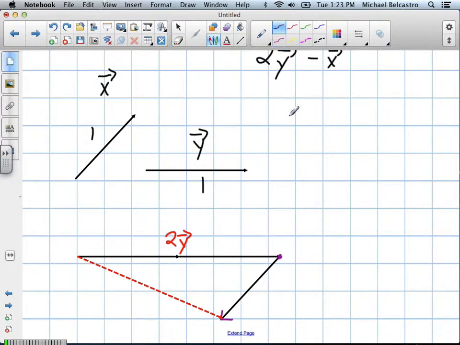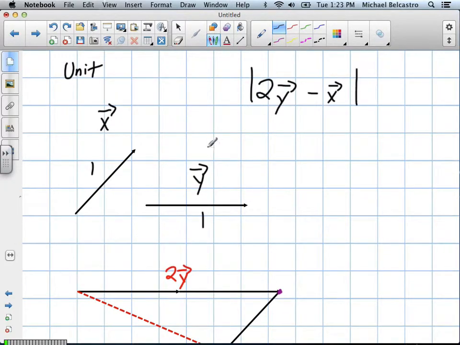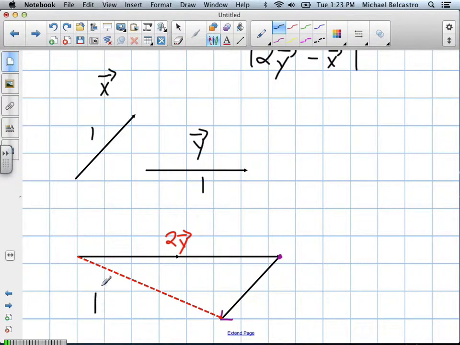So in other words, if I had to find the magnitude of this vector, the magnitude would be represented as this vector here, 2y minus x. Okay? So that would be a visual representation of the magnitude of 2y minus vector x. Okay? Let's say we actually wanted to find the values of them. Because these are unit vectors, their magnitudes are 1, which means this is a magnitude of 2, this is a magnitude of 1, and this is something we have to figure out.